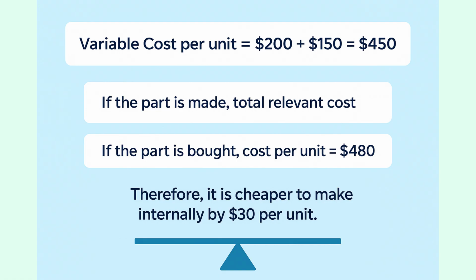Variable cost per unit equals $200 plus $150 plus $100 equals $450. If the part is made, total relevant cost equals $450. If the part is bought, cost per unit equals $480. Therefore, it is cheaper to make internally by $30 per unit.